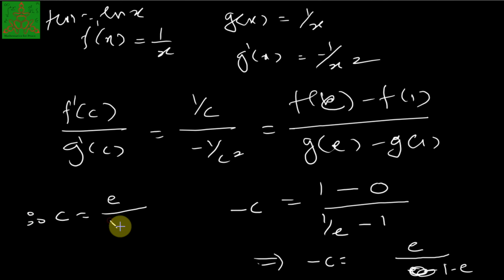e upon e minus 1, and this belongs to the interval (1, e). So therefore we can say that CMVT is verified.